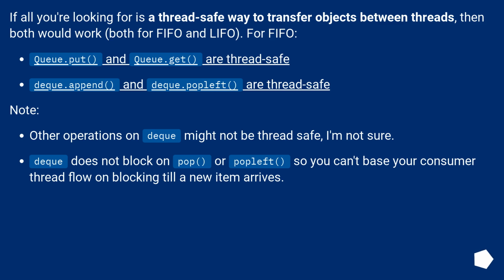If all you're looking for is a thread-safe way to transfer objects between threads, then both would work, both for FIFO and LIFO. For FIFO, Queue.put and Queue.get are thread-safe. Deque.append and Deque.popleft are thread-safe. Note: other operations on deque might not be thread-safe. I'm not sure. Deque does not block on pop or popleft, so you can't base your consumer thread flow on blocking till a new item arrives.